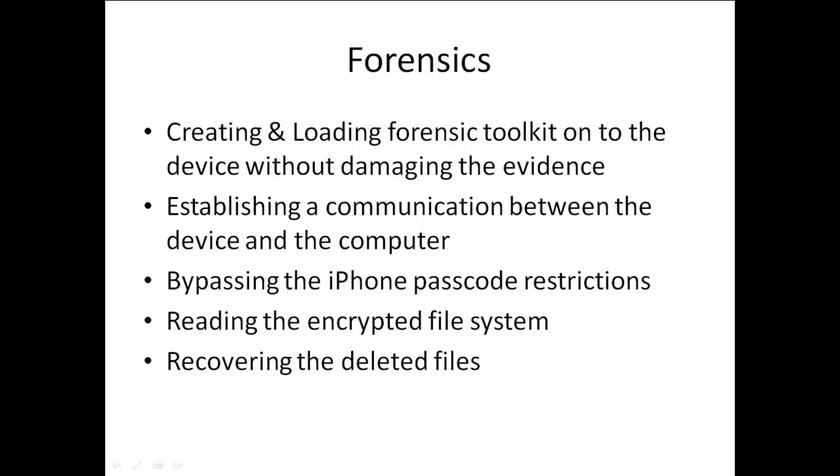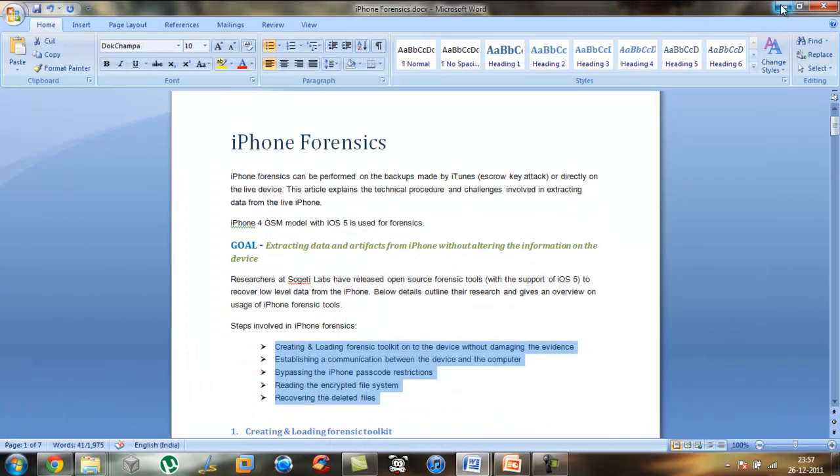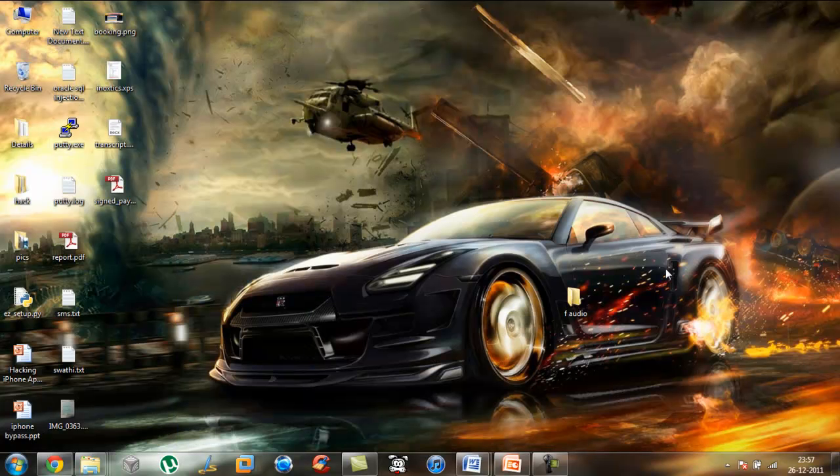To create and load our forensic toolkit, we are going to use the tools which are released by researchers at Sogeti Labs. These tools basically contain few Python scripts, binaries and few shell scripts. The goal here is to build our own custom RAM disk with all our forensic tools and patch the RAM disk signature check in kernel. Later, we use jailbreak tools to load our kernel by patching boot ROM signature checks.